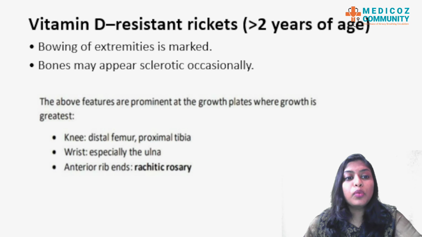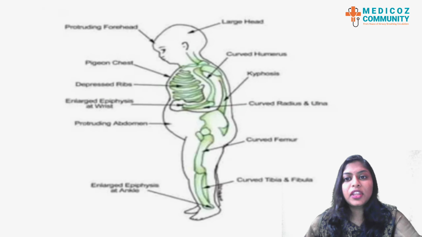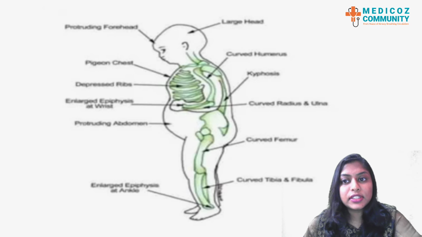The above features are more prominent at the growth plates where the growth is greatest, that is at the knees, distal femur and proximal tibia, at the wrist, especially the ulna, and the anterior rib ends, that is rachitic rosary. So overall, for the whole body, there will be a protruding forehead, large head, and curved humerus, that is bowing of the long bones, and kyphosis in the spine. There is pigeon chest, depressed ribs, and protruding abdomen, curved radius and ulna, curved femur, and curved tibia. The bowing of the ribs is the most important thing you have to see here.